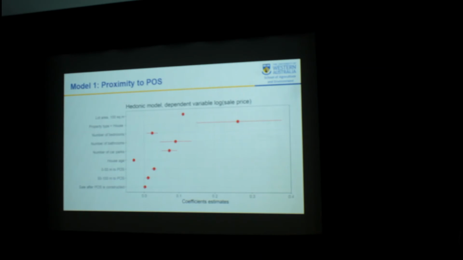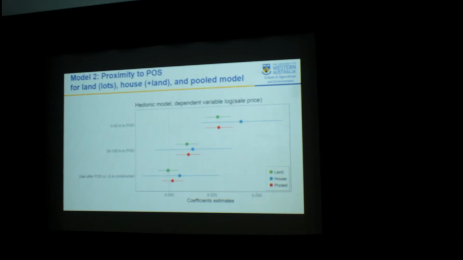And I'll be adding variables one by one. So we start from this one, just public open space, and then we add living stream. The second graph is a similar model. Also we have 3 variables, and we have the impact on the x-axis, and green dots would be land, lots, and blue dots would be houses, and the total of houses and lots would be red dots.